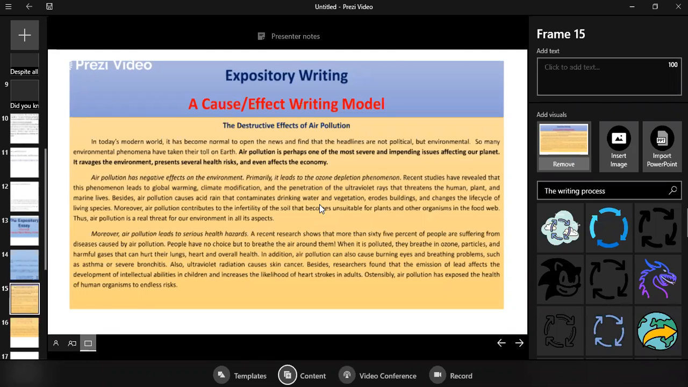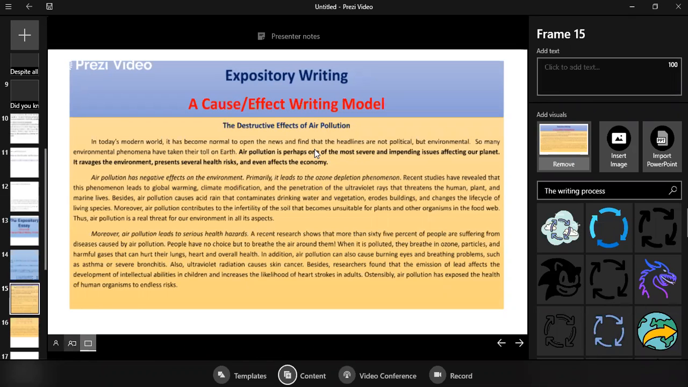Air pollution is perhaps one of the most severe and impending issues affecting our planet. It ravages the environment, presents several health risks, and even affects the economy. Okay, guys, it starts from it, of course. And if you want to consider all of it a thesis statement, of course, you need to put a semicolon. But the last one, it ravages the environment, presents several health risks, and even affects the economy. So here I'm going to discuss 3 things. What are they? First body paragraph, how it ravages the environment. Second one, health risks. And third one, how it is affecting the economy, like tourism decreases, etc.